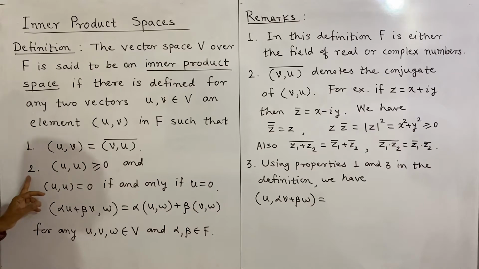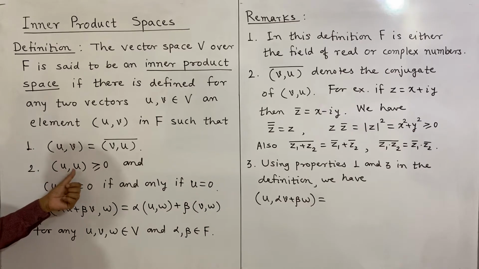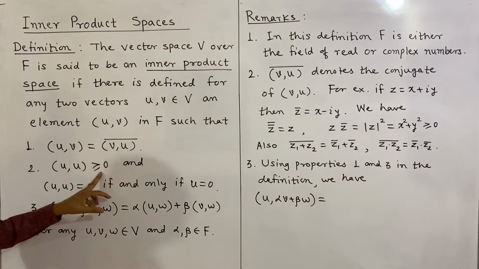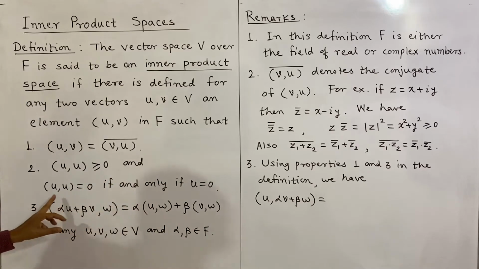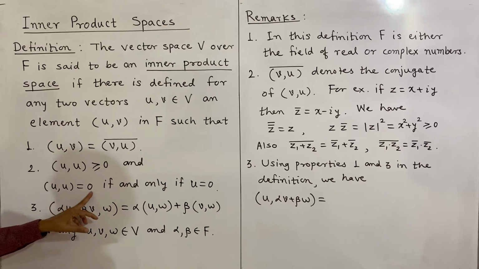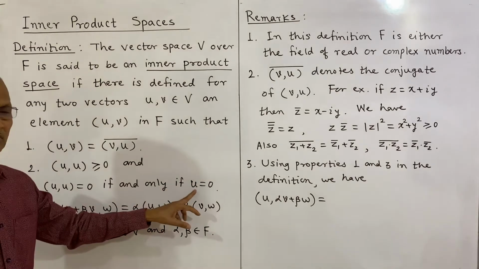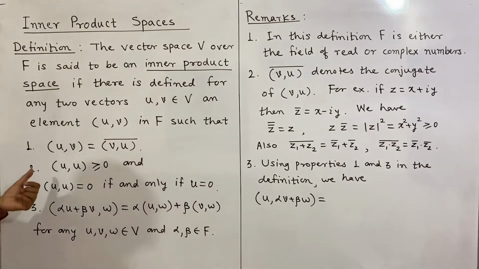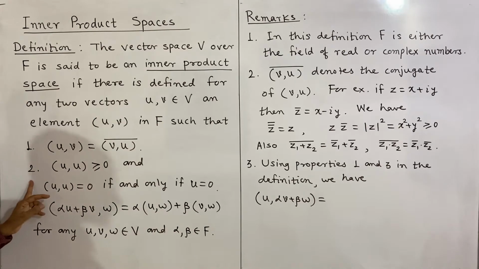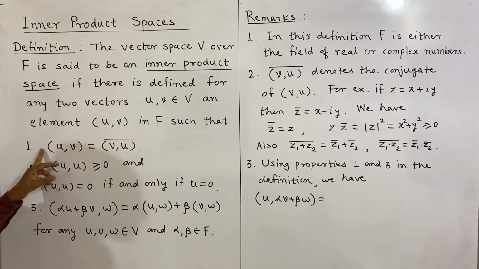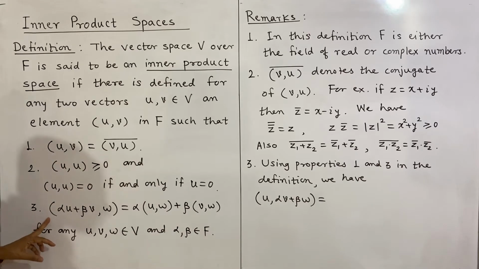And second property is inner product of u with itself is greater than or equal to 0, and inner product of u with itself is equal to 0 if and only if u is 0. So, this is known as non-negativity property. This is the conjugate symmetry property, and the third is, this property is also known as linearity property.